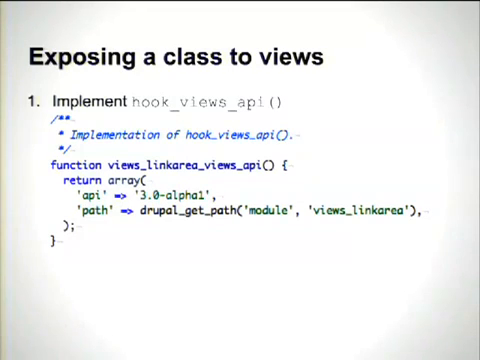So the first thing you need to do to tell Views that your module integrates with Views is implement hook_views_api, and you tell it which version of Views your module supports. In this case, everything from 3.0 alpha 1 and up. You can also tell it where in your module your Views include files are. You can omit this if they're in the home directory, I believe. But check the documentation for more details and the other options there.